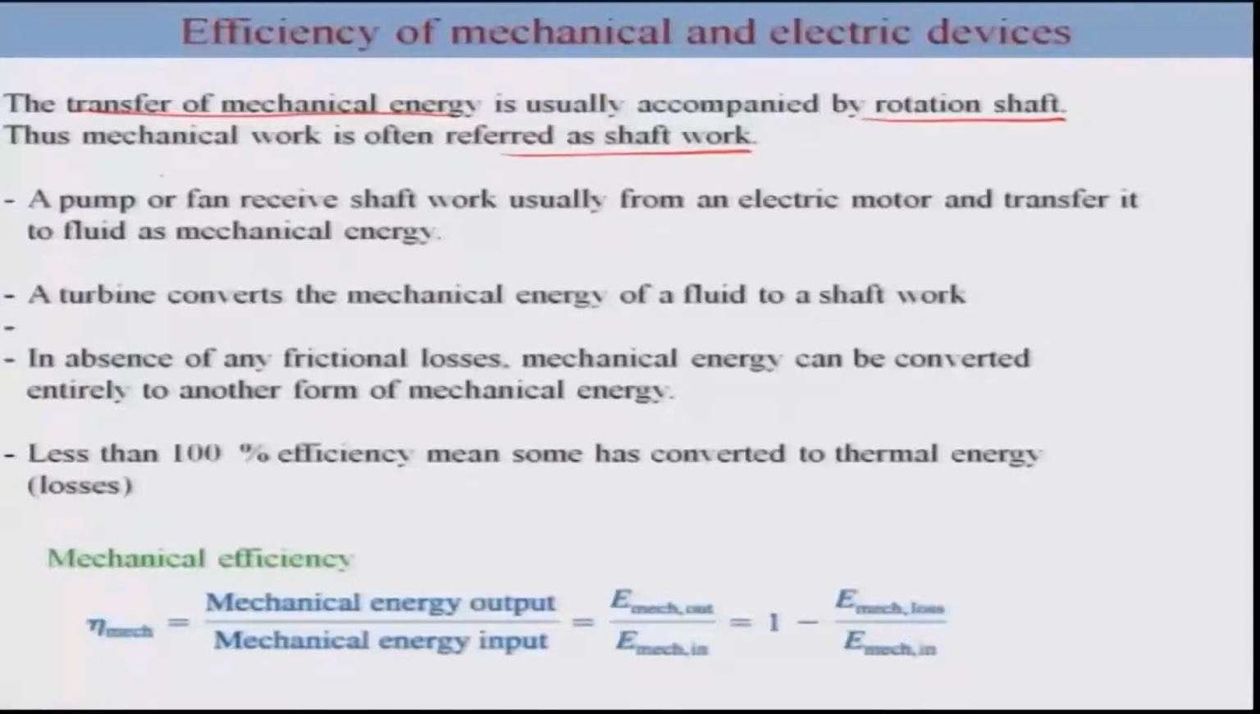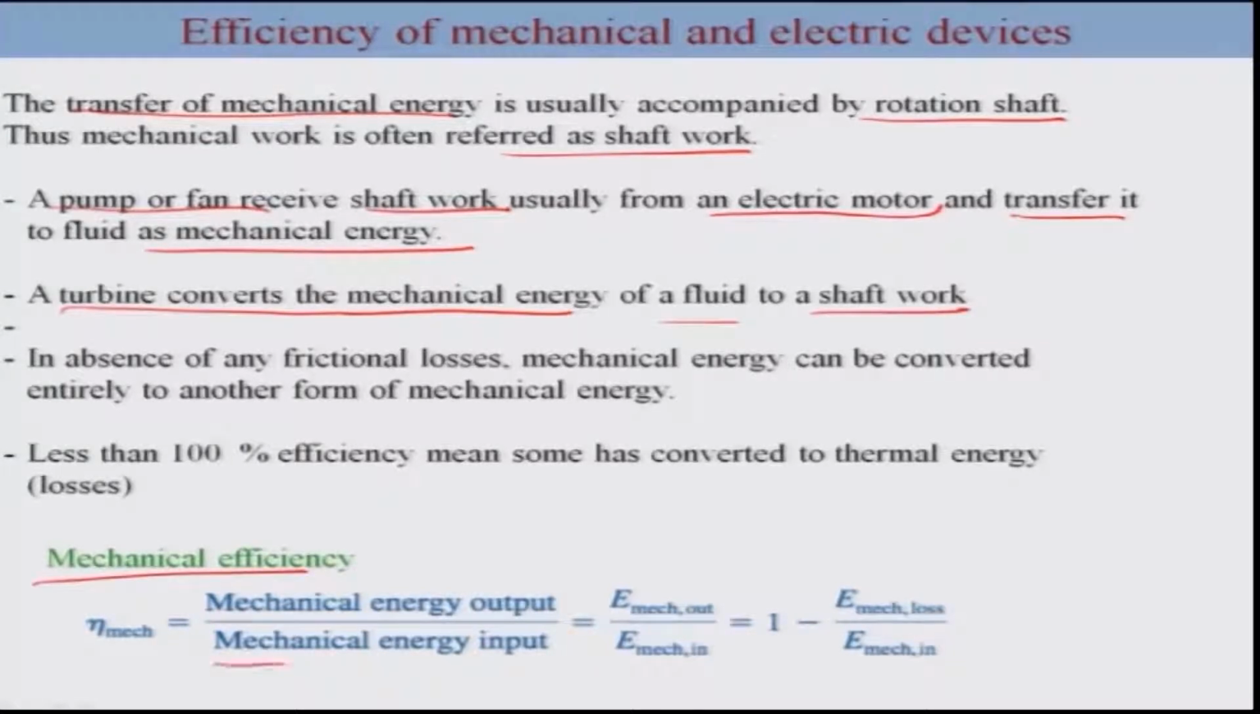So let's take an example again of a pump and turbine. A pump or fan receives shaft work, usually from an electrical motor, and the job is to transfer it to the fluid as mechanical energy. So the pump is used to increase the pressure, and thus increases the mechanical energy, because mechanical energy has a pressure component, the pressure energy or flow energy P by rho. A turbine converts the mechanical energy of a fluid to shaft work.